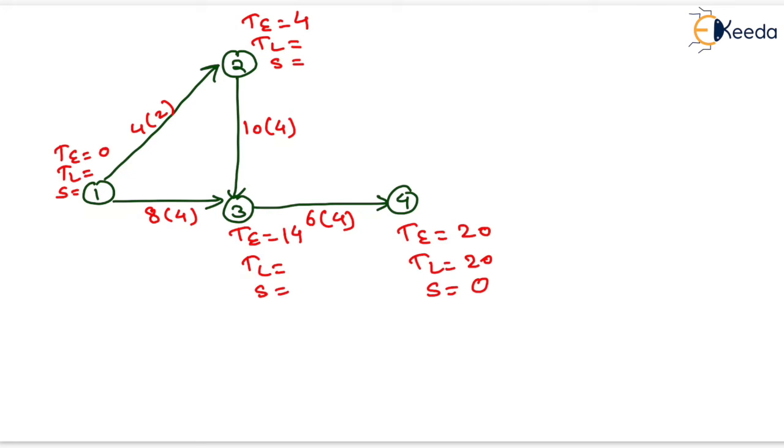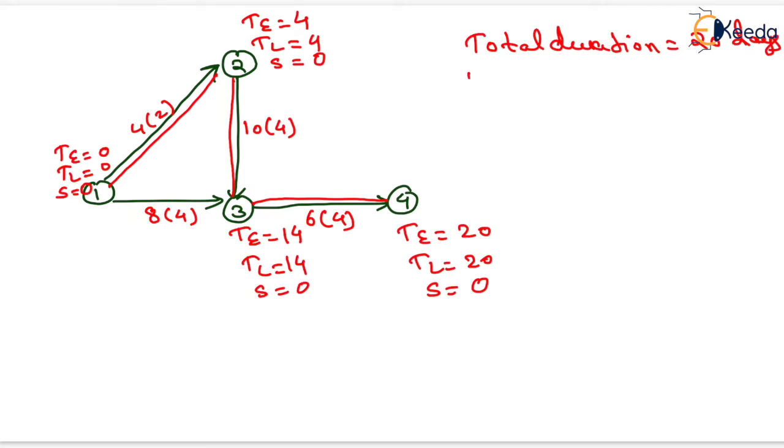Now we can calculate the TL value for event 3, it will be equals to 14 and slack will be equals to 0. Now we can find the TL value for event 2, it will be equals to 14 minus 10 equals to 4 and slack will be equals to 0. Now for event 1, the TL value will be equals to 0 because 4 minus 4 equals to 0 and slack will be equals to 0. Now we have to find the critical path for this network, that is this, because this is the path joining the events having 0 slack value. Now total duration for this case will be equals to 20 days.